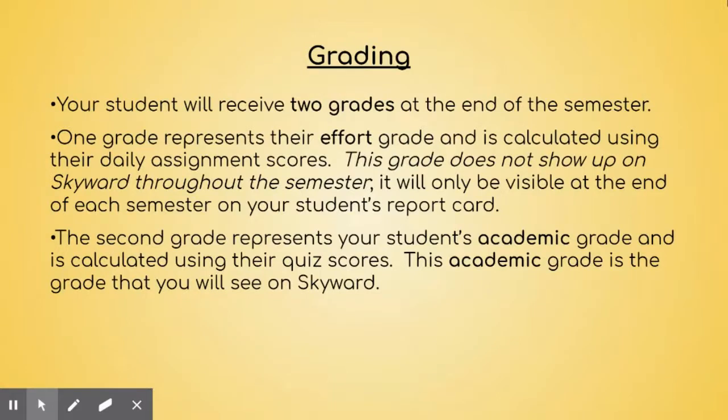Your student will receive 2 grades at the end of the semester. 1 grade represents their effort, and it's calculated using their daily assignment scores. This grade will not show up on Skyward throughout the semester, so that sometimes gets confusing. It will only be visible at the end of each semester on your student's report card. So you'll see their scores on their assignments, but it isn't being added into the grade that you see on Skyward, even though I am keeping track of it.